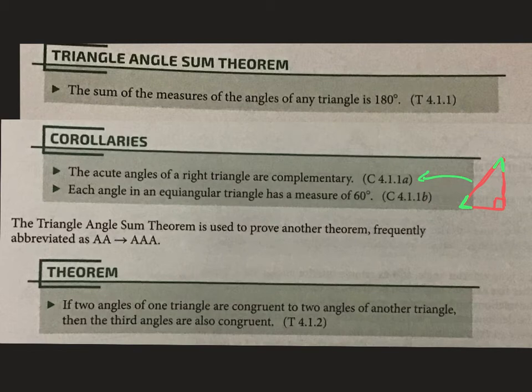And we kind of already talked about the second one on there, that each angle in an equiangular triangle has a measure of 60 degrees. Right, so if all three angles are the same and all three angles have to add up to 180, you just do 180 divided by 3 to get 60.